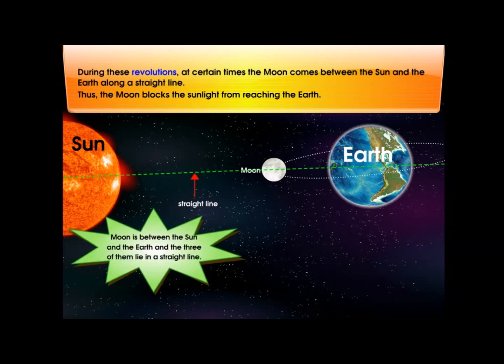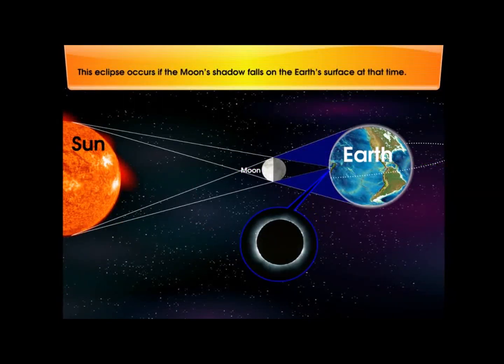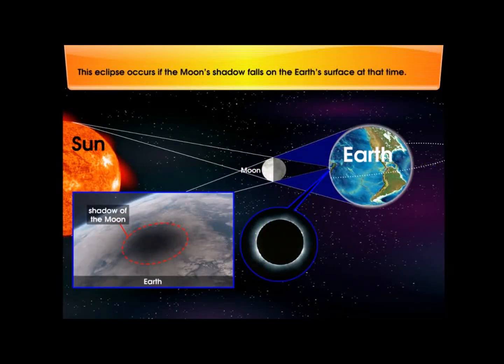An eclipse of the sun can only occur at the new moon phase, when the moon passes between the earth and the sun. This eclipse occurs if the moon's shadow falls on the earth's surface at that time.